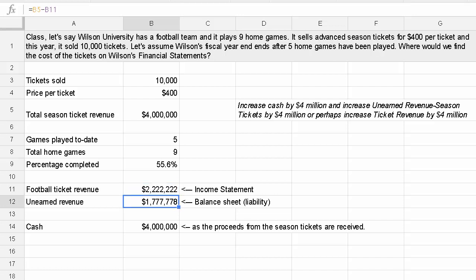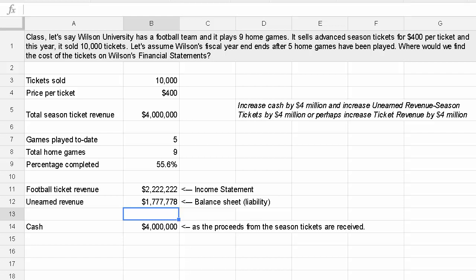And the balance, which would be equal to the $4 million of total season ticket revenue, less what we recognized, would remain on the balance sheet as unearned revenue. Now, it might be called unearned ticket revenue. It might be called season tickets paid in advance. But it essentially is an unearned revenue account, which is a liability. It represents our obligation to our customers, if you will, the season ticket holders, that we owe them that amount of value that we still haven't completed.